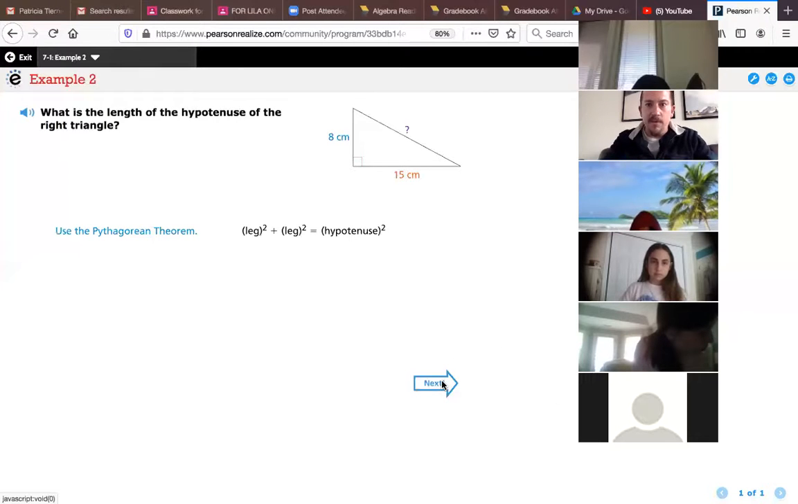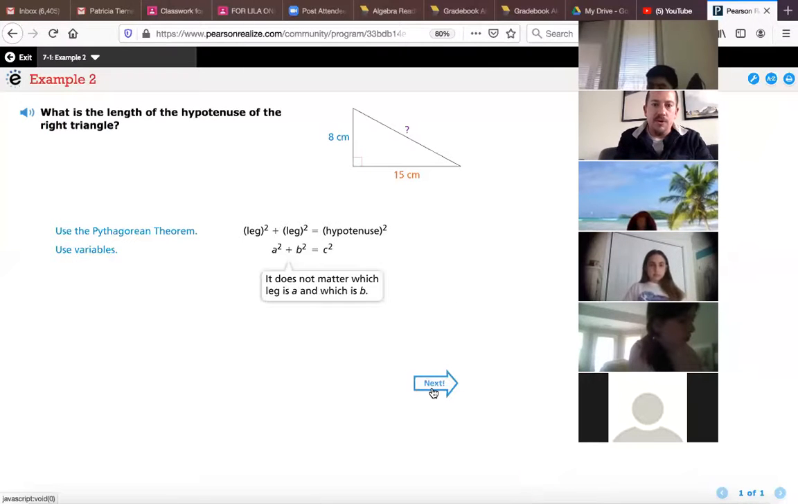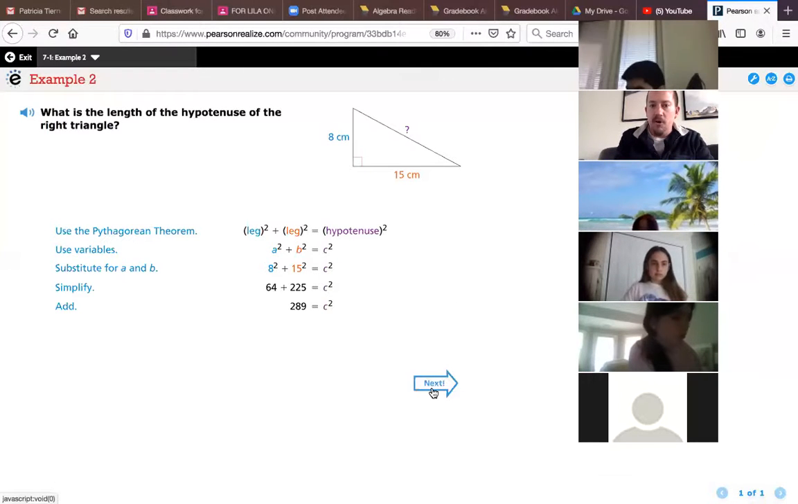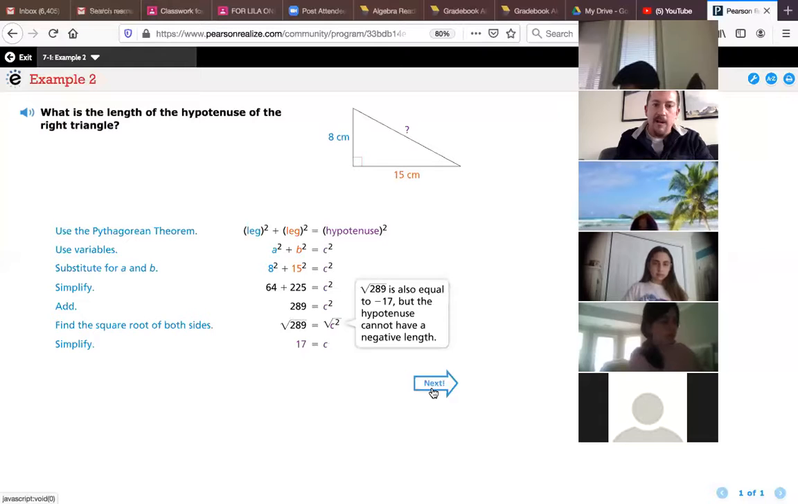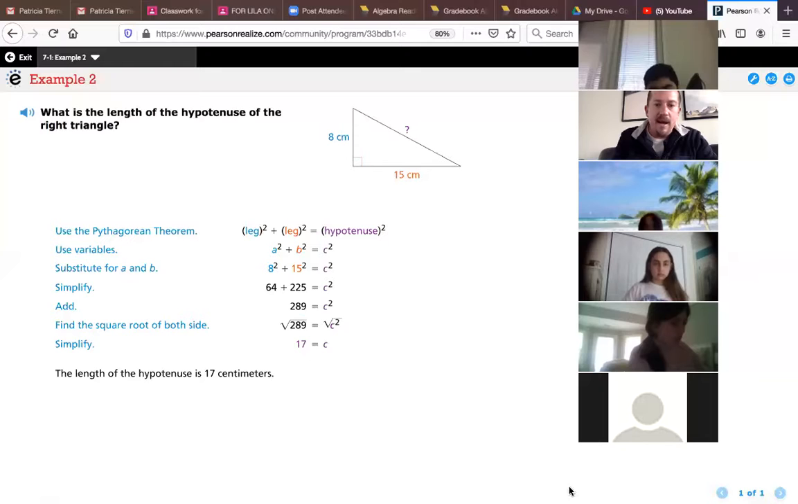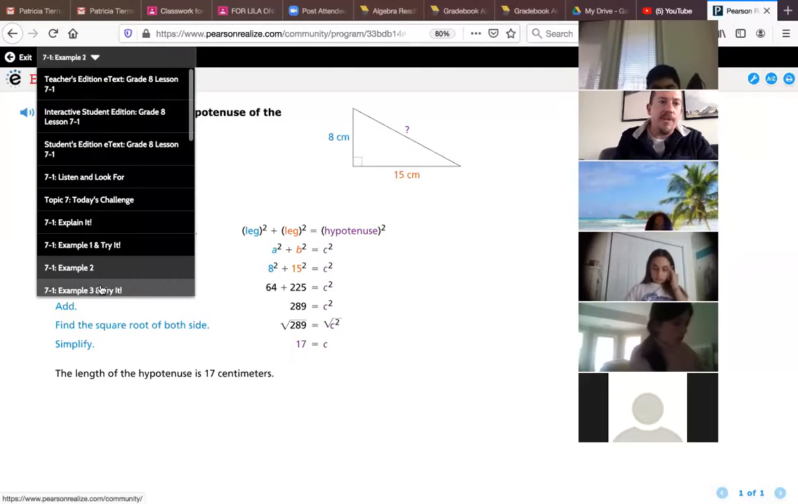Okay, let's try one more, and then we're going to get into the classwork for today. So you guys should be looking at my screen. I'm just going through this real quick. This is the work. 289 equals c squared. C equals 17. Okay, let's move on. We're going to do one more example, example 3.